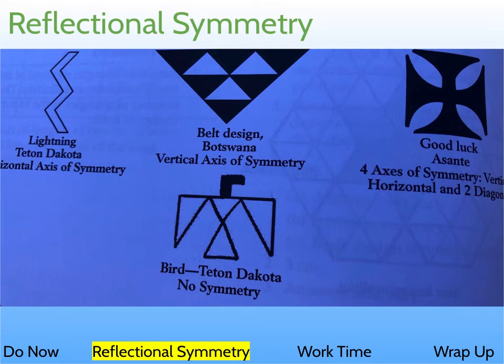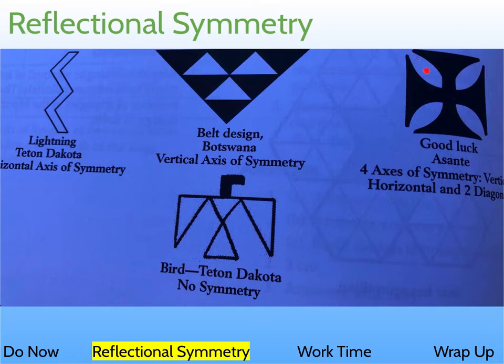This belt design from Botswana in the middle here has a vertical axis of symmetry. You could draw a line right here and reflect it and get the same thing. Over here, this good luck symbol has 4 axes of symmetry. In fact, you could draw a vertical one right there and reflect it and get the same thing. You could draw a horizontal one right there and get the same thing. Also, there are 2 diagonal ones. You could reflect it over this and over this and get the same exact shape.